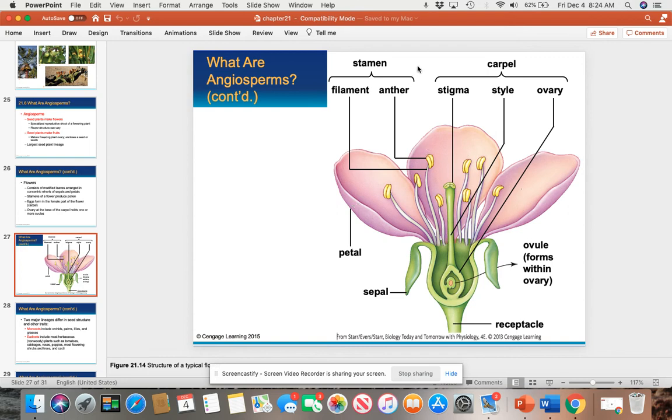There's the stamen, anther, and filament. So, your male region of the flower is where your anthers have the pollen. Your female part: stigma, style, ovary. Of course, from your ovary develops your fruit.